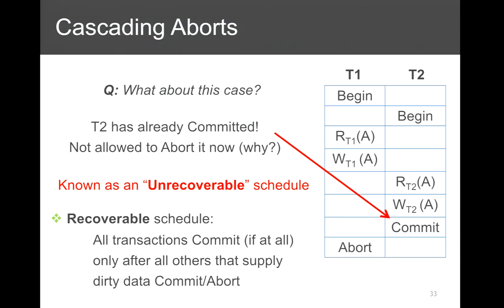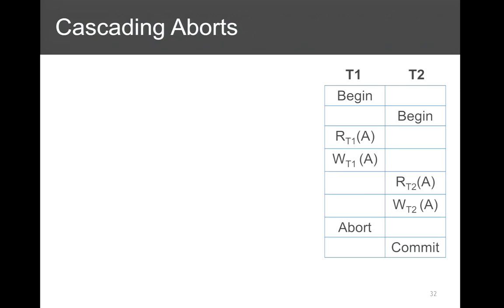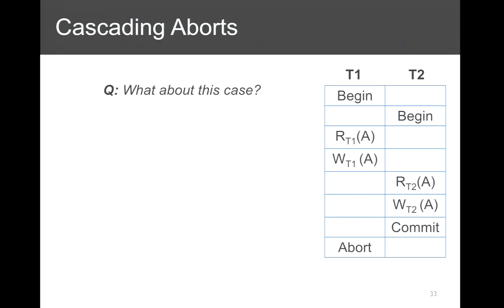And what is a recoverable schedule? A recoverable schedule is one in which all transactions commit, if at all they commit, only after all others that supply dirty data to that transaction commit or abort before it. Okay, so this one is not a recoverable schedule, because this transaction is allowed to commit even though T1, which supplied dirty data, in this particular case the object A, did not commit or abort. The previous example is a recoverable schedule, because there this transaction aborted before this transaction committed. Okay, so that's known as a recoverable schedule.